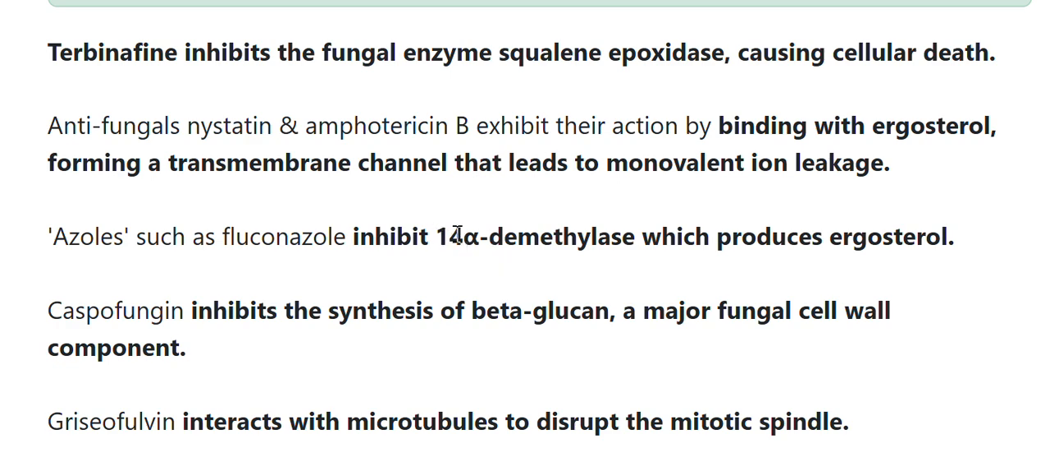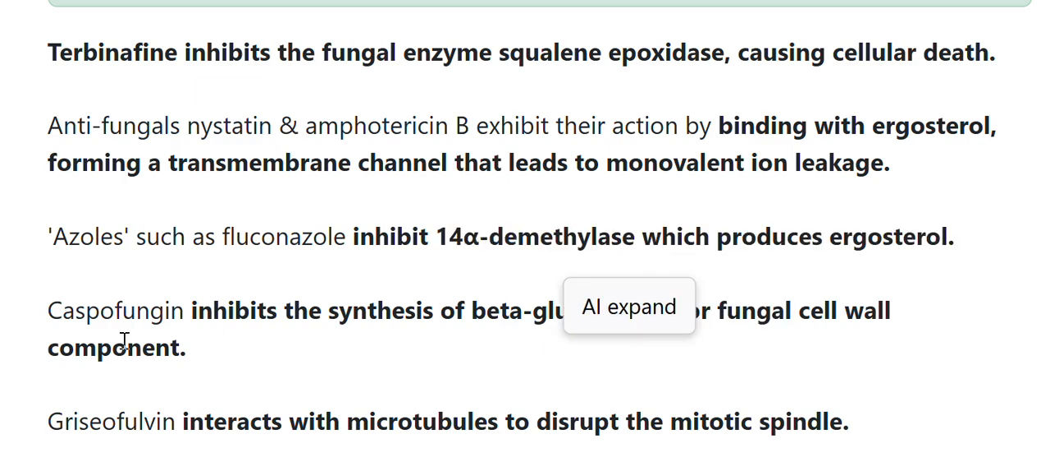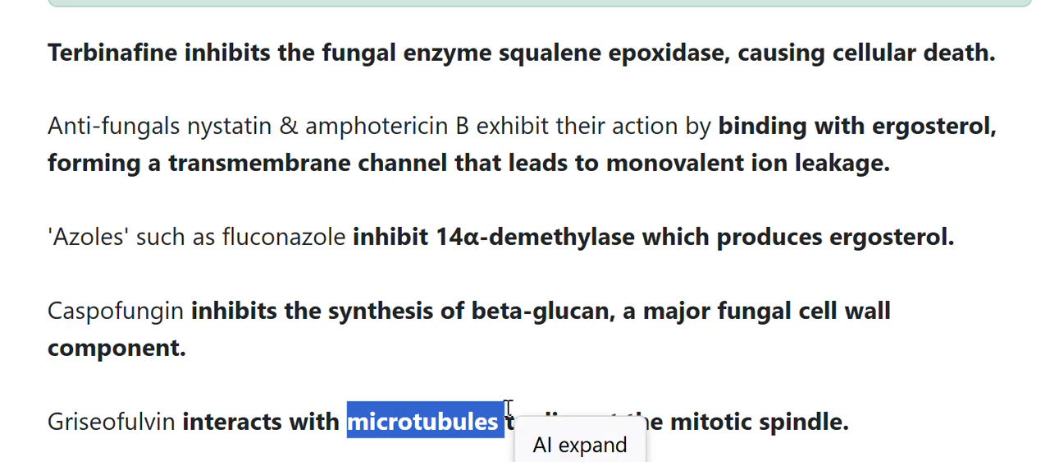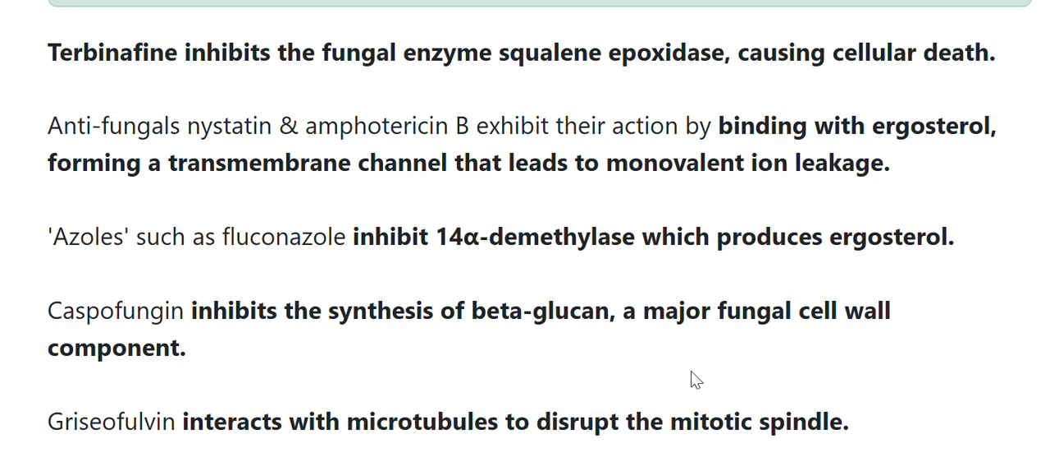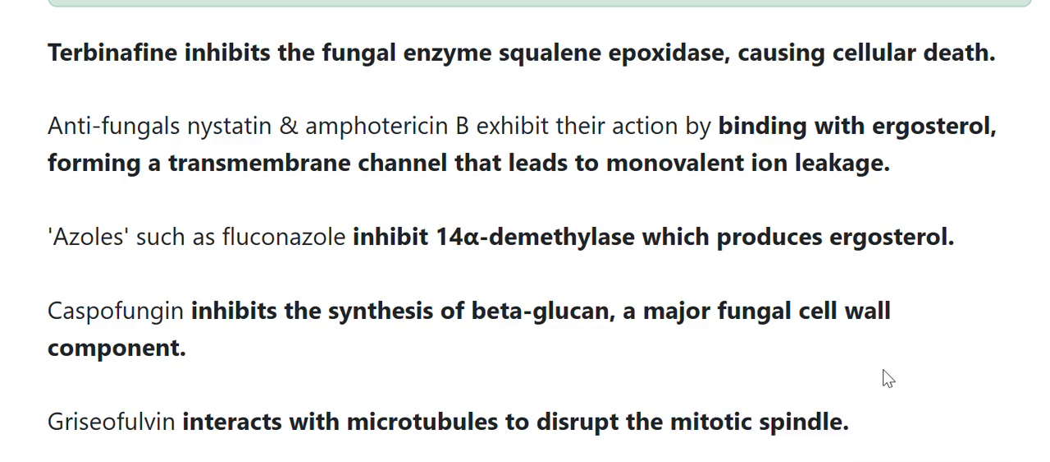Azoles, such as fluconazole, inhibit 14 alpha demethylase, which produces ergosterol. Caspofungin inhibits synthesis of beta glucan. Griseofulvin interacts with microtubules, the mitotic spindle.